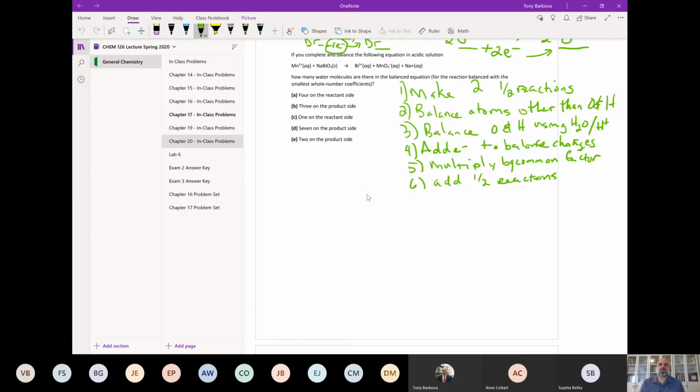We had just started discussing that you're going to make 2 half reactions from this, right? You're going to separate it into 2 half reactions, then balance the atoms other than oxygen and hydrogen. Then you balance the oxygen and hydrogen using water and protons. Then you add electrons to balance the charges. Then you multiply by a common factor. And last, add the half reactions together, which requires the elimination of anything that's the same on both sides of the equation. Hopefully some people have started to put up their answers. I suggested that you work on that before class today. I'm going to go through it.